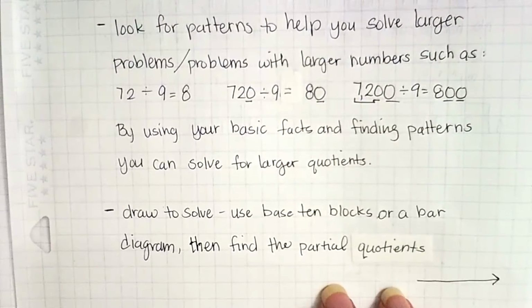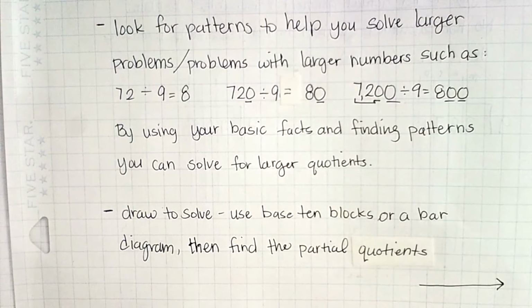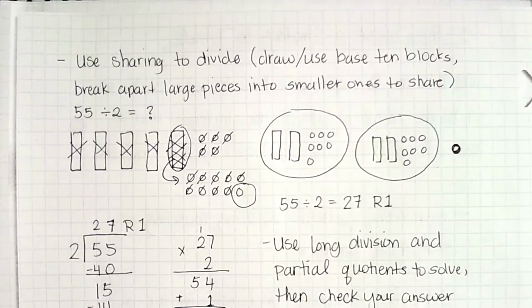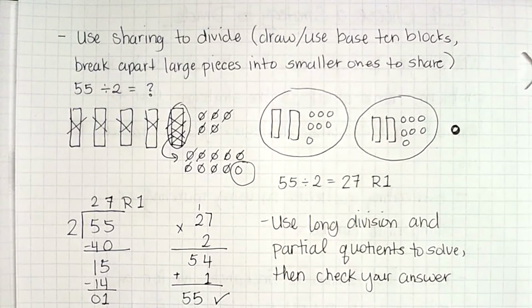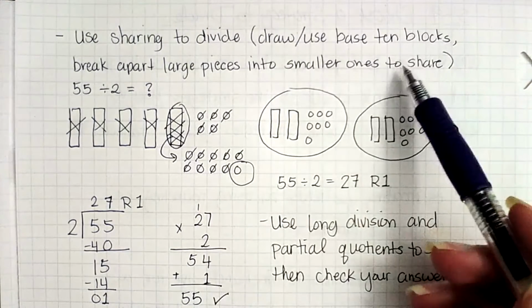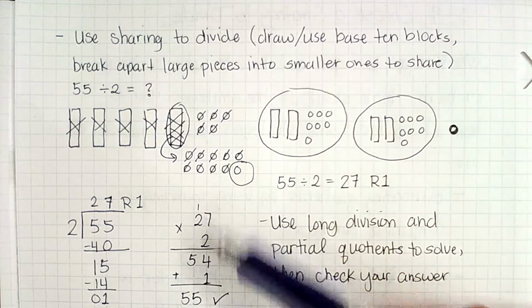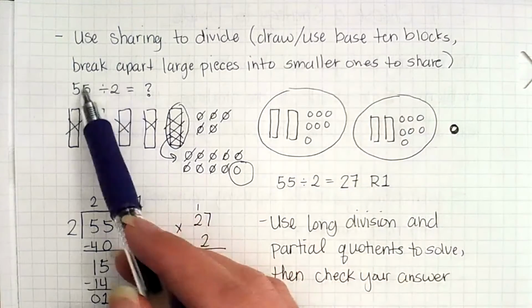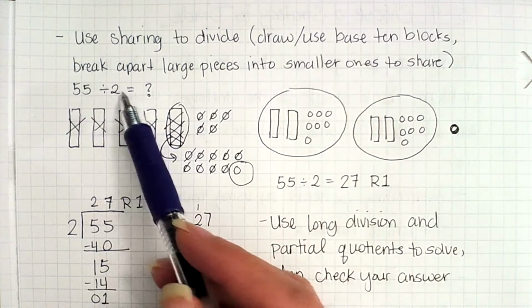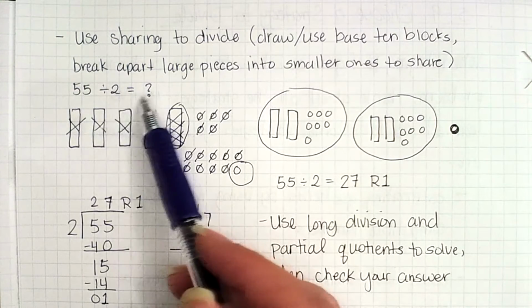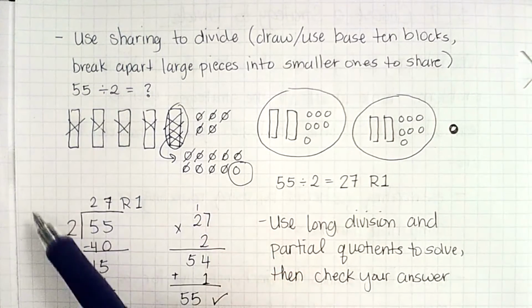Or what you can do is draw to solve. You can use your base 10 blocks or a bar diagram, and then find partial quotients as well. So you can use sharing to divide, and this is something we've been doing the last couple lessons, where you can draw your base 10 blocks, break apart the large pieces into smaller ones whenever you need to share. So if I have 55 divided by 2, just by looking at this, I know 55 is an odd number, so I'm going to end up with a remainder because only even numbers can be divided by 2.